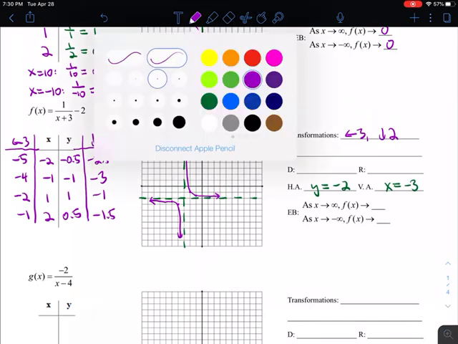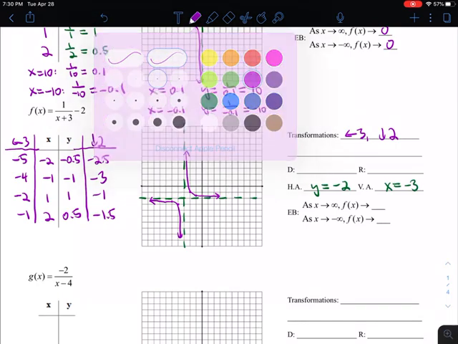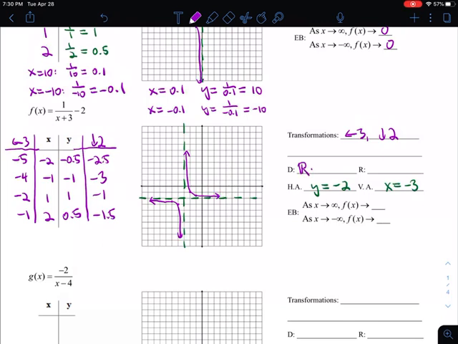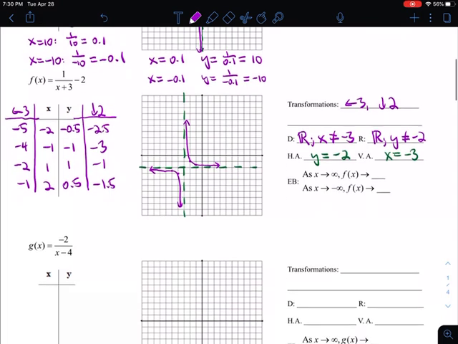All right, key features, domain and range. So domain, x can be all real numbers, except in this case, x cannot be -3, right? That's where our asymptote is, but x can be any other number. And then our range, all real numbers, except y cannot be -2. Once again, that's where our horizontal asymptote is, at y equals -2.